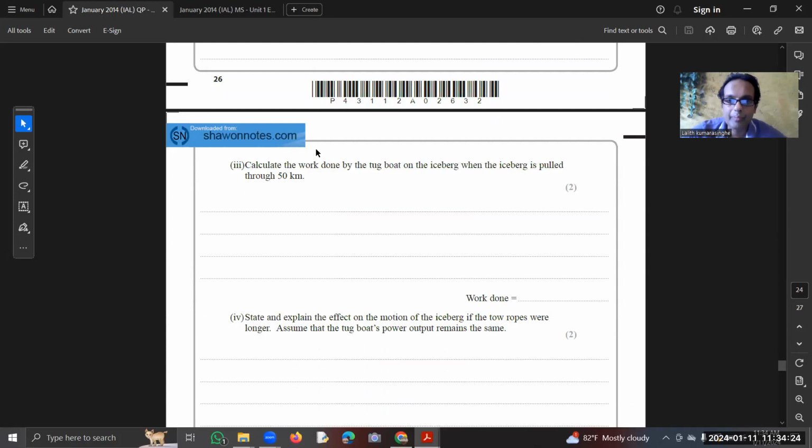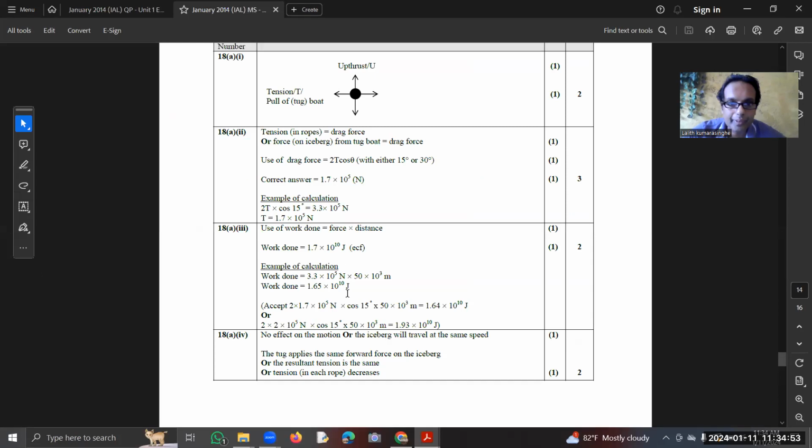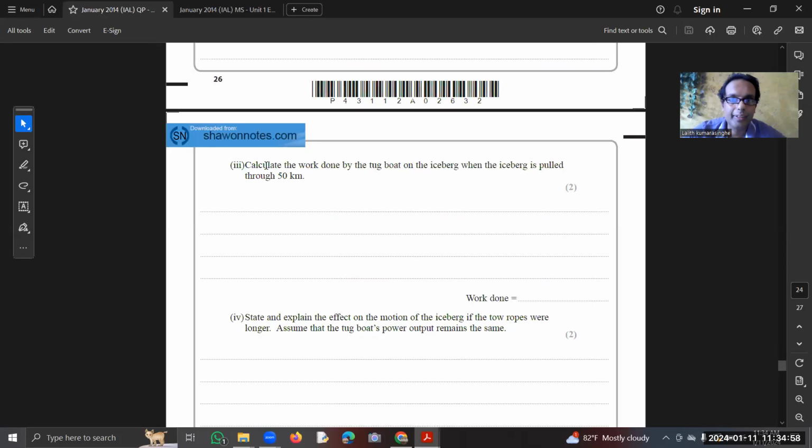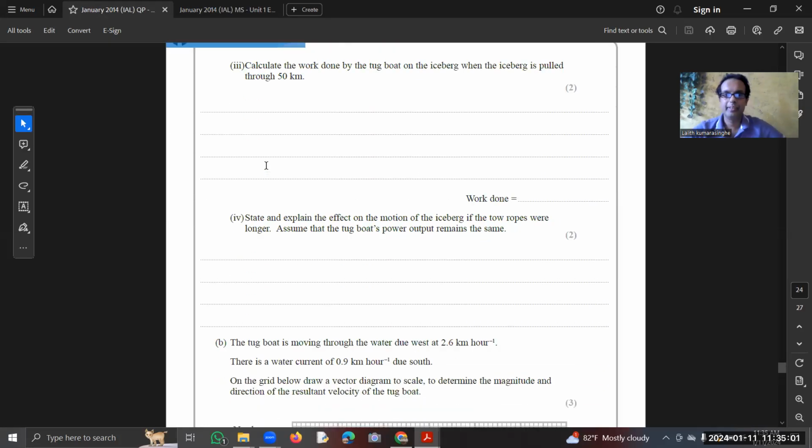Calculate the work done by the tugboat on the iceberg being pulled 50 kilometers. Work done is equal to force into distance moved in the direction of the force. So the forward force will be 2T cos 15 into 5,000. You can get the answer. Answer will be 1.93 into 10 to the power 10. Now, this is the interesting part.